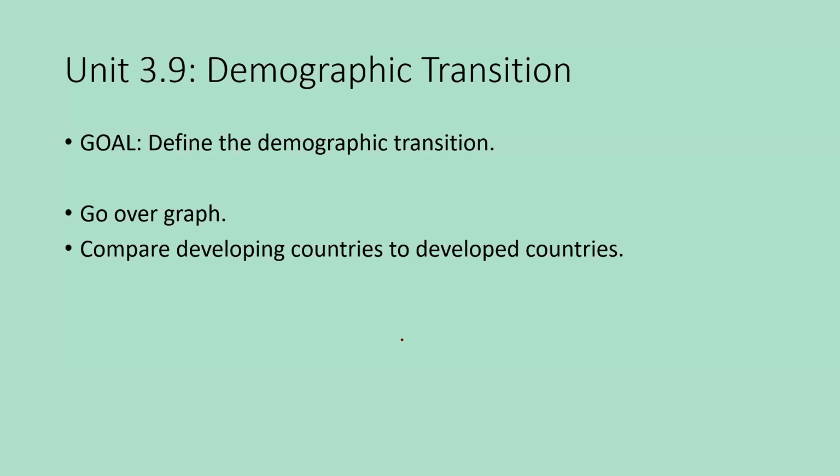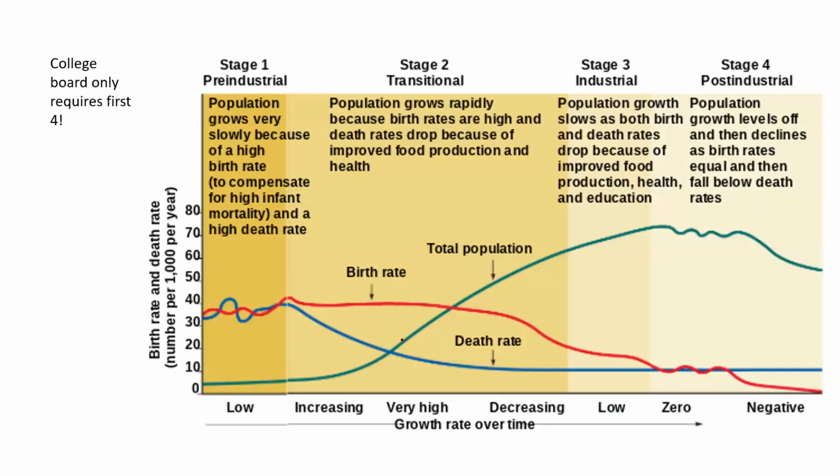All right, last section, demographic transition. So we're going to go over the graph and compare developing countries to developed countries. College Board requires only these 4 stages. You might see lots of other graphs that include the 5th stage. Don't worry about it. So we have pre-industrial, low population size, high birth rate, high death rate. Transitional. This is where we first see death rate decrease, and then we start to see birth rate maybe begin to decrease at the end of that transitional phase.